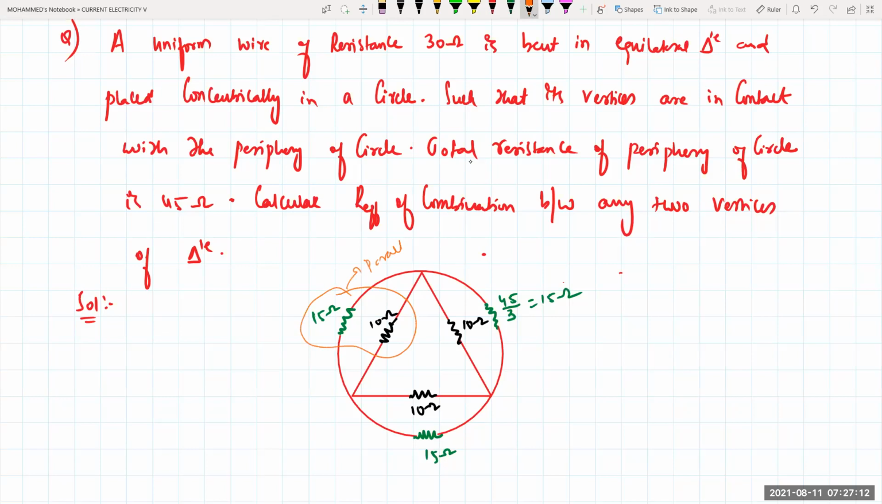I'm taking any two vertices right now. Say for example, I'm taking this as one vertex and this as another vertex. Between this point A and this point B, I need the resistance. That means this is connected to positive and this is connected to negative. These two are in parallel. So obviously these two are also in parallel. Obviously these two are also in parallel.